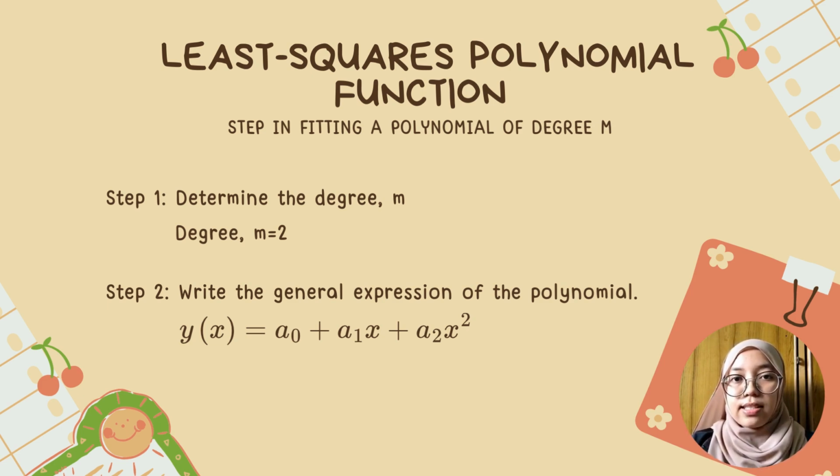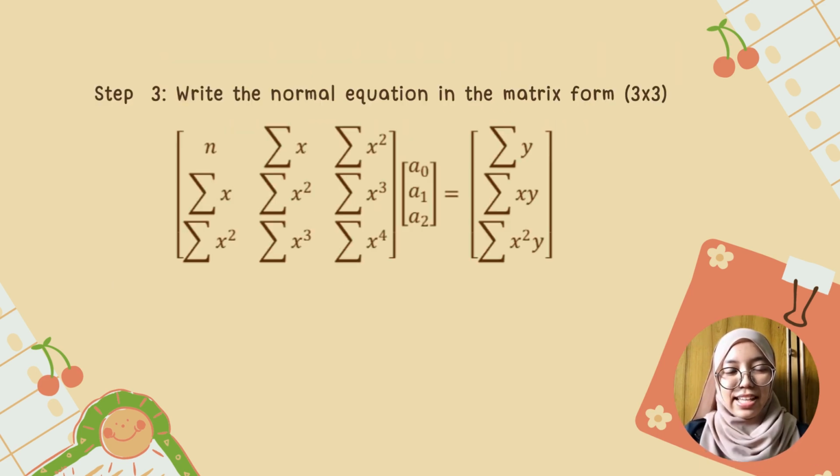Next, we will construct and plot a least squares polynomial function. There are 6 steps to make the function. Step 1, we have to determine the degree, which is denoted as m. For our assignment, we choose m equal to 2. Step 2, we write the general expression of the polynomial where y(x) equals a0 plus a1x plus a2x squared. Step 3, we write the normal equation in the matrix form 3 by 3, which includes the values like n, the sum of x, x squared, x cubed, x to the power of 4, y, x multiplied with y, and the sum of x squared multiplied with y.